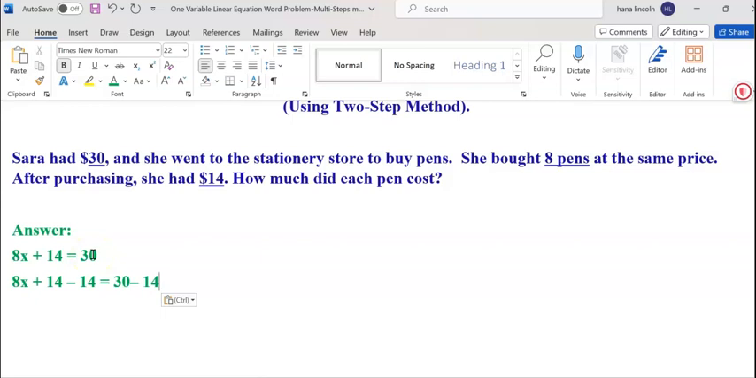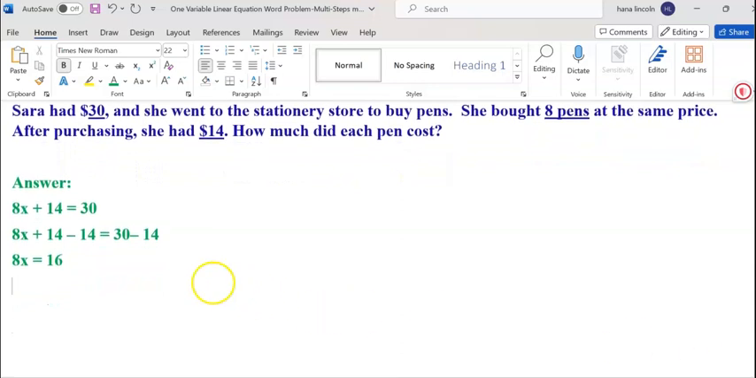As you all see, I bring 30 down here already. Once you do that step, bring 8x down again. 14 minus 14 is 0. Plus 0, or just remove that because 0 is nothing. All right, 30 minus 14 is 16, right? Just bring the equal sign down, then 30 minus 14 is 16, all right? Now, this is my first step.